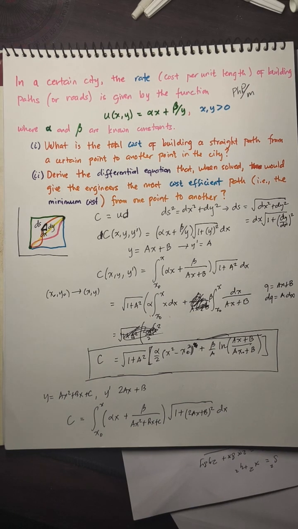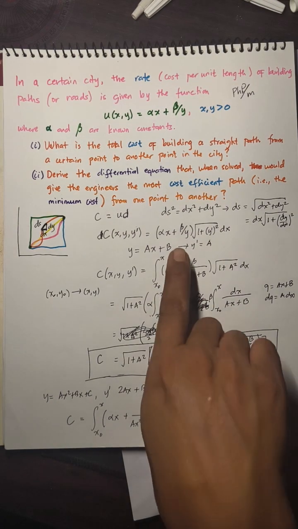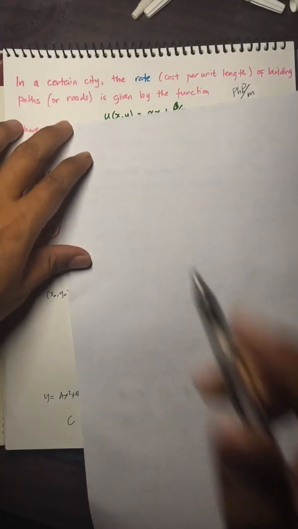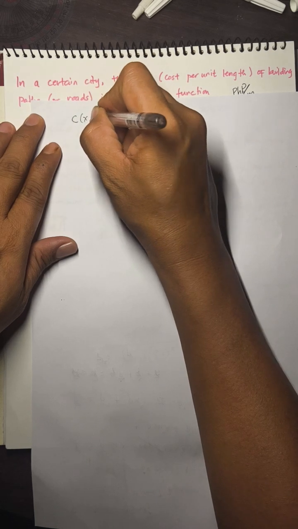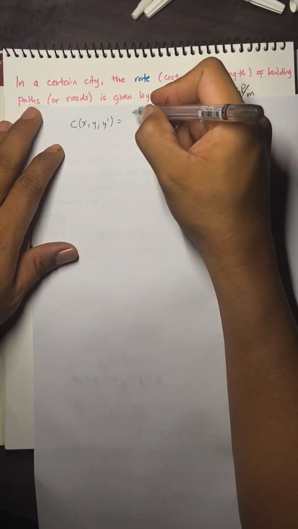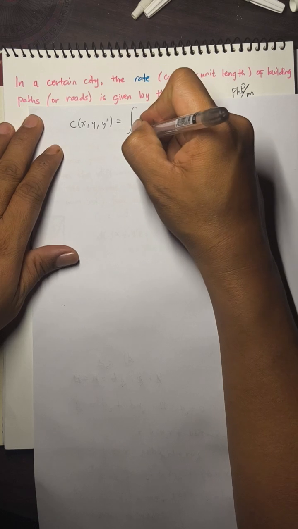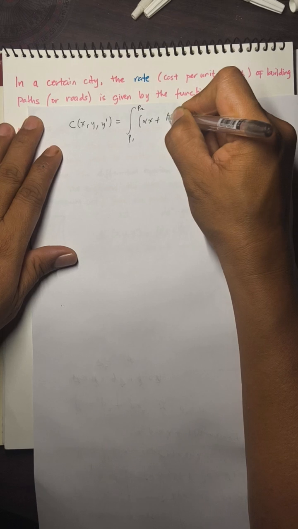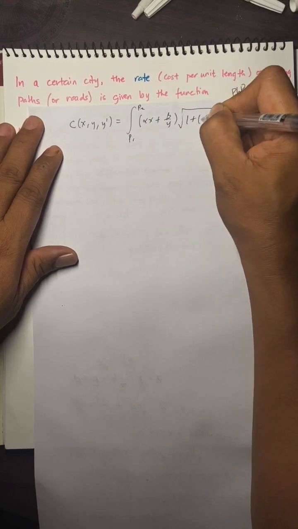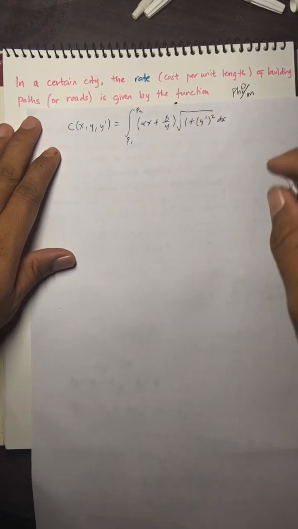Okay, let's go to number two, the second part. Derive the differential equation. Now, this is actually easy. Notice that this is our integral. I'll write it here. The cost functional of x, y, and y prime would be equal to the integral from p1 to p2 of alpha x plus beta over y times the square root of 1 plus y prime squared dx.